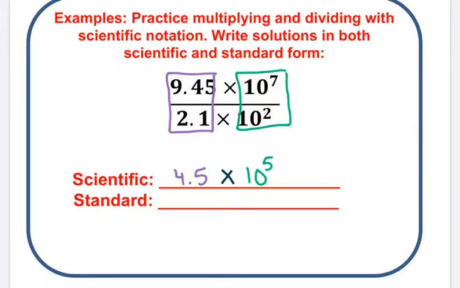So let's put that in standard form. So I need to move that decimal place 5 places. It's a large number, so I'm going to the right. So 1, 2, 3, 4, 5. So there's my 5 places. So this becomes 450,000.